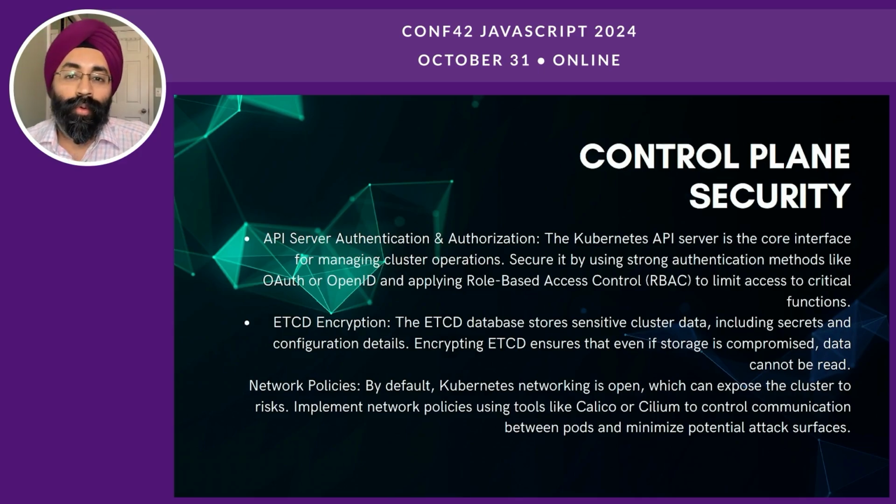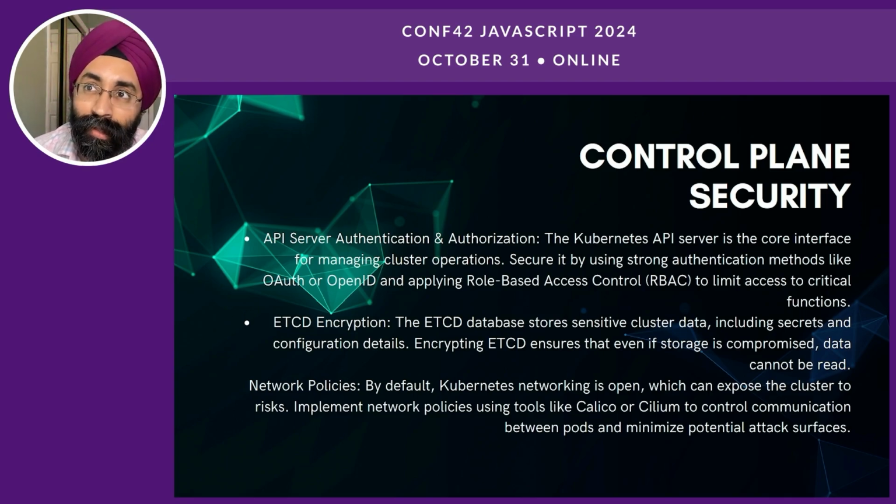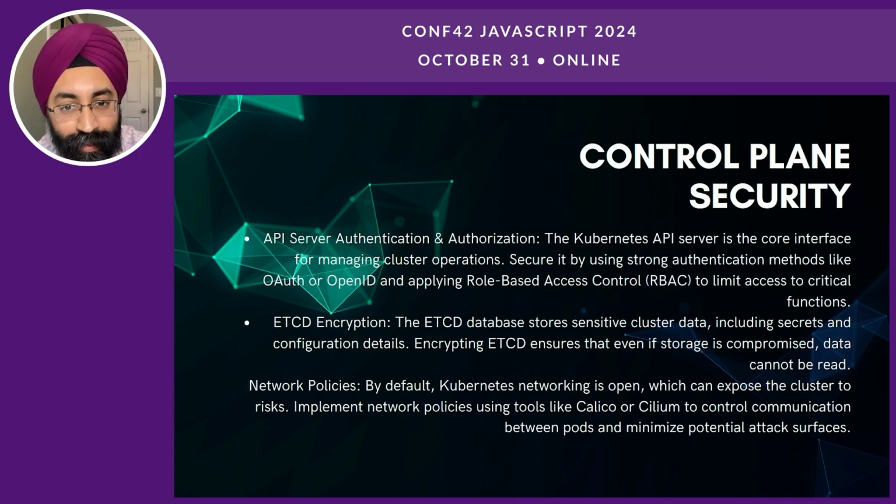First, we talk about control plane security. What is control plane security? The API server authentication and authorization happens on the control plane. The control plane is the brain of your Kubernetes cluster. Some call it the master component, or the component running the control plane. We also call it a control plane component or a master component, where all of the API servers are hosted. The Kubernetes API server is the core interface for managing the cluster operations.